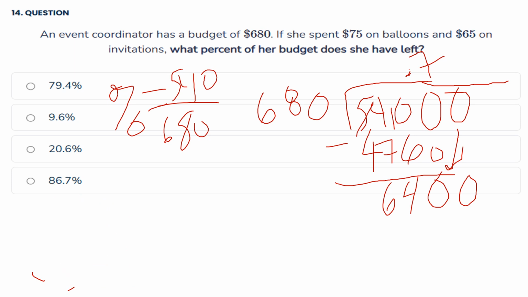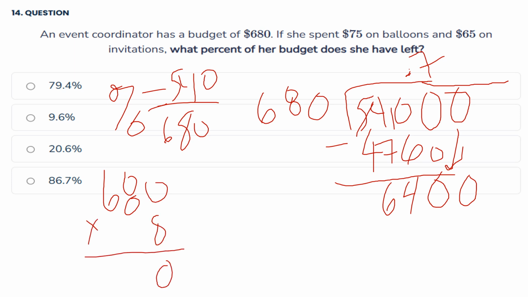So let's figure it out. So we know 7 times 680 is 4,760. So I'm going to try 8. 680 times 8. 8 times 0 is 0. 8 times 8 is 64. Carry the 1. 8 times 6, 48. Plus 6 is 5,440. Got another one.